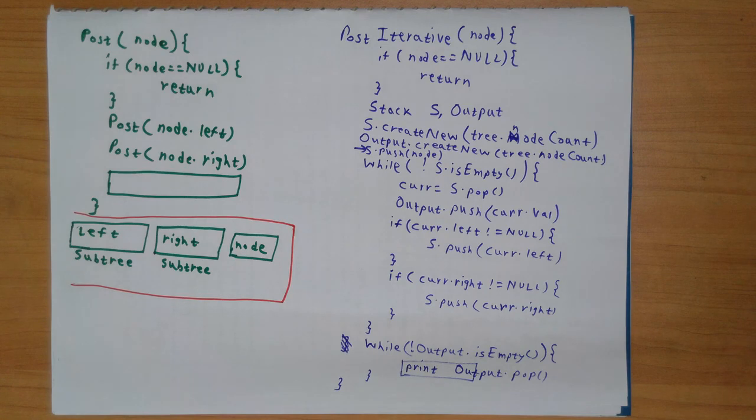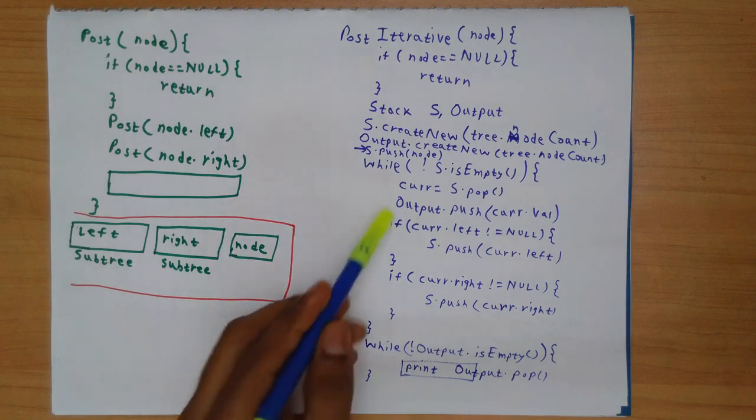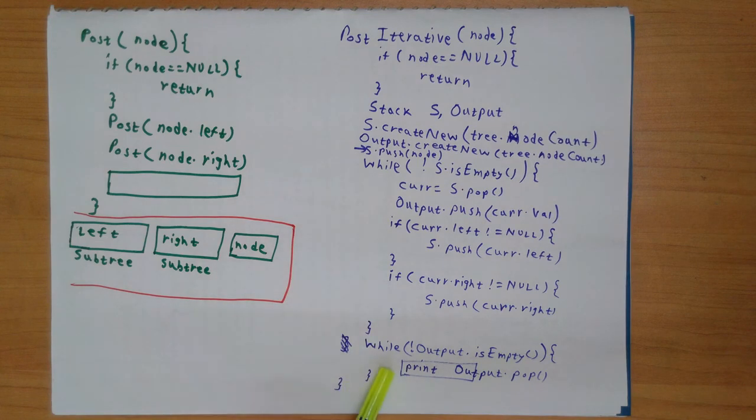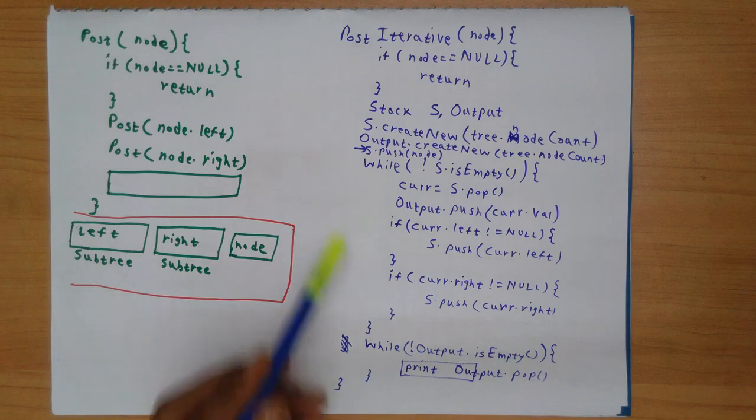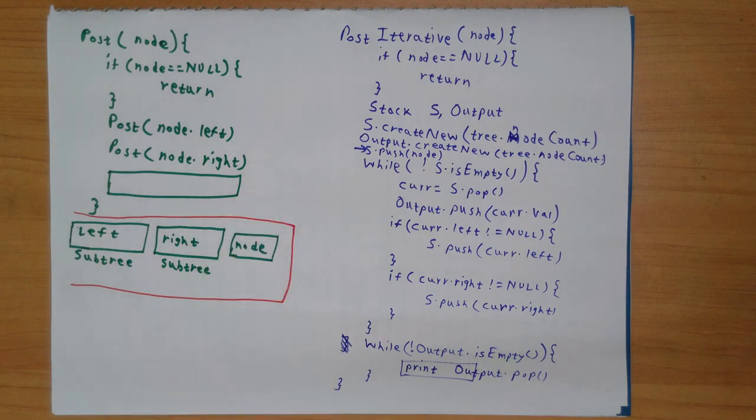Similarly, I will have theta(n) push operations on my output stack, and then theta(n) pop operations from my output stack. And that's all that is there in this particular function. So the time complexity of this function is still theta(n).